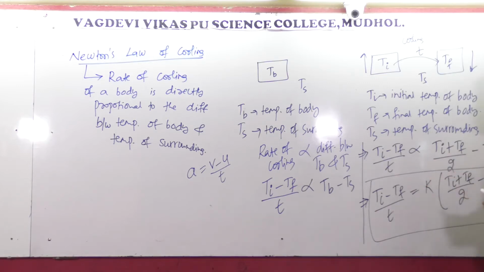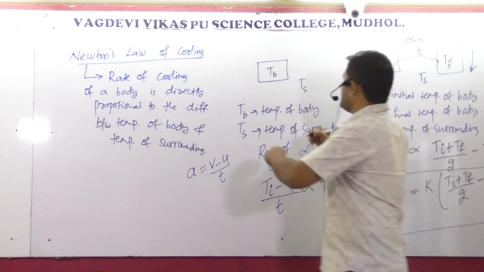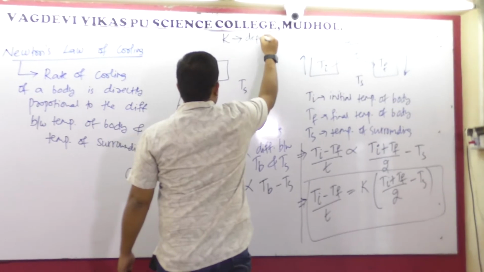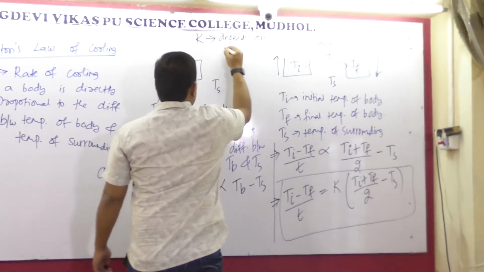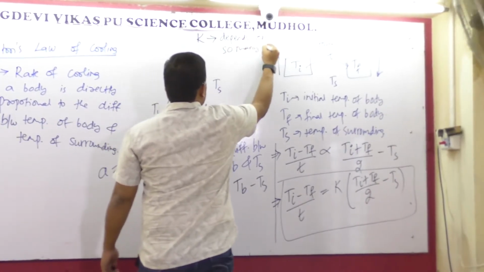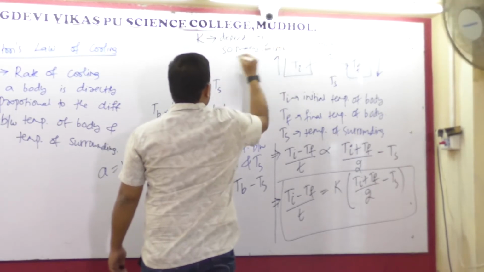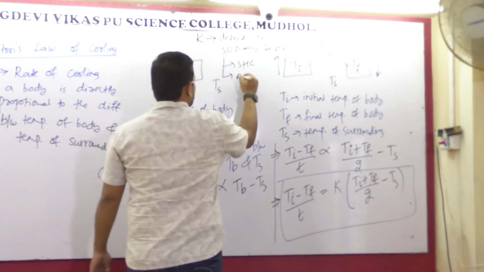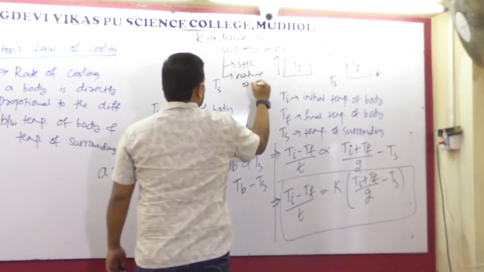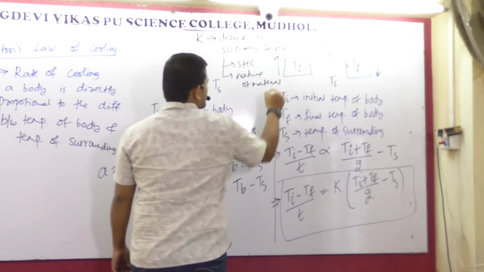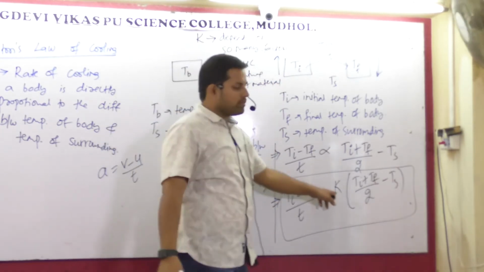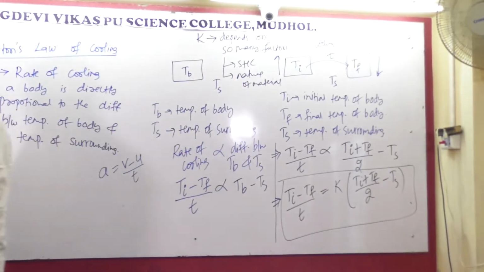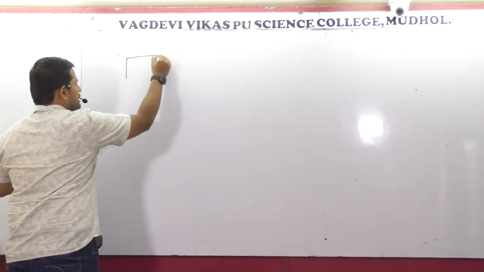This K depends on so many things. Whatever constant K is there, this is called Newton's constant. But this depends on so many factors. What does it depend on? It depends on specific heat capacity, on the nature of the material, and so many other things. So let us not talk much about this value of K. Okay, fine, we have discussed that.